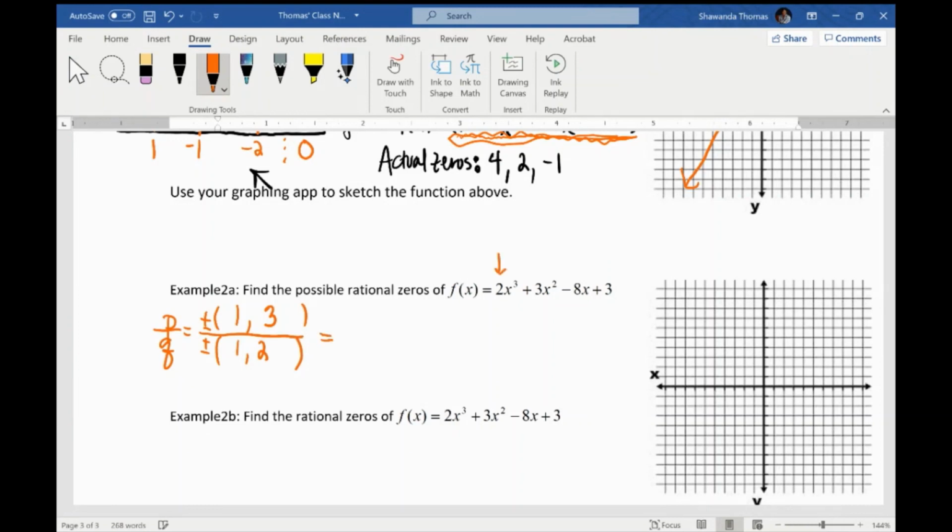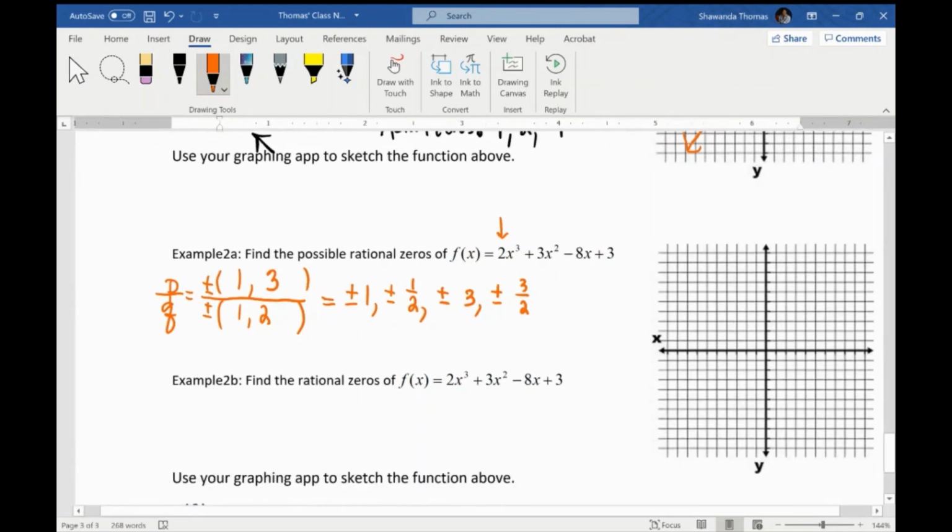But we're not done. You have to divide each P by each Q. Let's start with 1. 1 divided by 1 is? 1. What about 1 divided by 2? 1/2. Then let's go to 3. 3 divided by 1, 3 over 1. And then 3 divided by 2, 3/2. Yep. So how many possible rational zeros are there? 8 possible rational zeros, but we know there are really only 3.